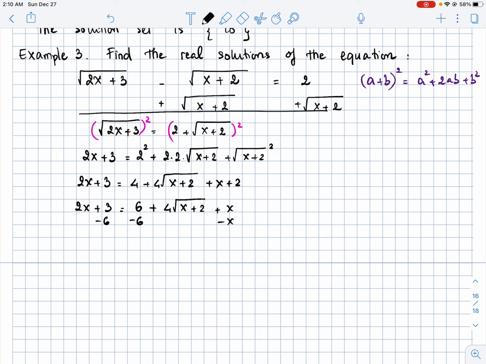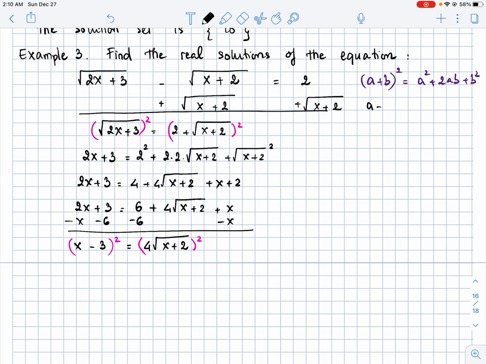In this case, I will subtract the 6 and subtract the x from both sides. Then I got 4 times square root of x plus 2 alone, and on the other side, I got x minus 3. Now we will square both sides a second time to get rid of the radical.